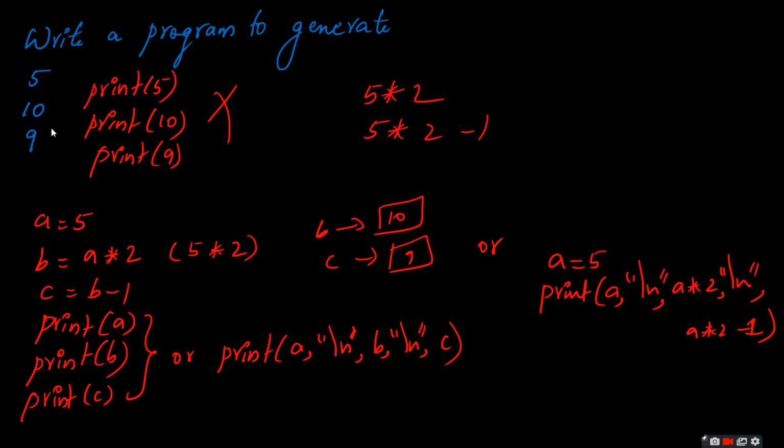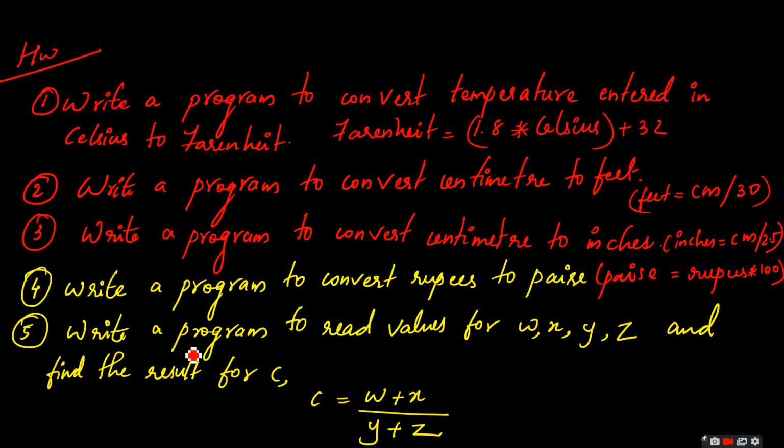Now I hope everyone got an idea to write a Python program. So first step is to input the value, second step is the calculation, and third step is to display the result. Now these are the homework questions. 15 questions are there. You have to do it and send to me. Write a program to convert temperature entered in Celsius to Fahrenheit. Fahrenheit equal to 1.8 into Celsius plus 32. This is the first question.